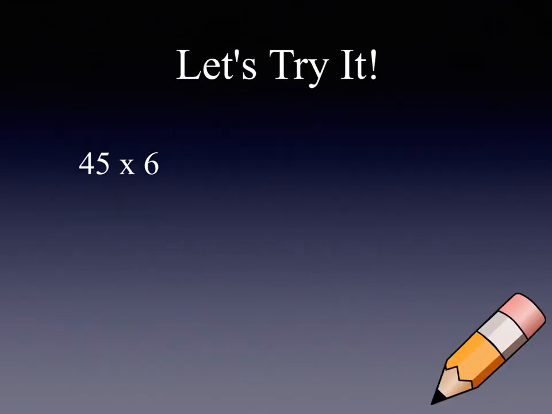Alright, so let's start out. You can see that we have the pencil down in the bottom corner. That means that I want you to be following along with me while I do this with you. So this is probably going to be the first time that you've ever multiplied with the standard algorithm. So it's going to be really important that you pay attention, okay? And write down every step. So first of all, I have my expression here, 45 times 6.